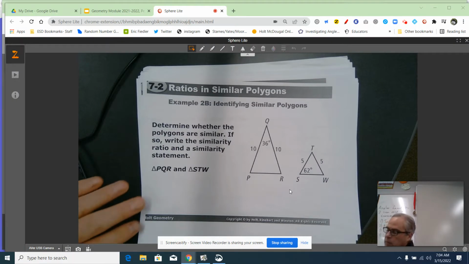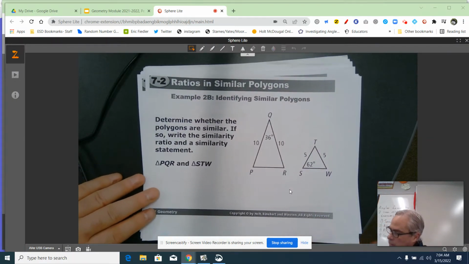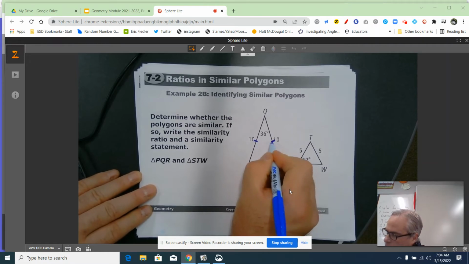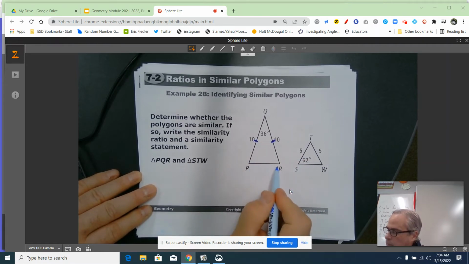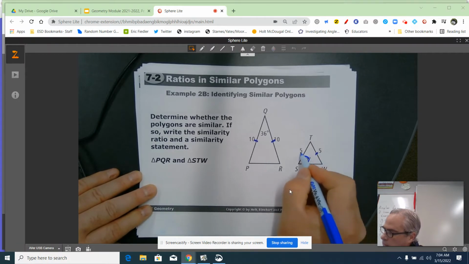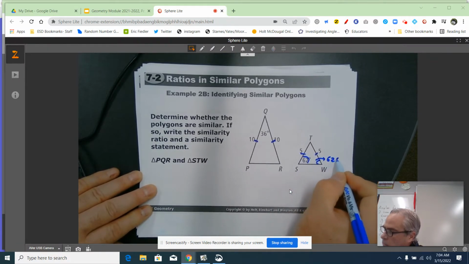Determine whether these are similar. So write the similarity ratio and a similarity statement. Okay, so PQR and STW. Let's see. We know that these are isosceles triangles. So I know the angles opposite those triangles are congruent. This is an isosceles triangle too, so these are congruent. So that angle right there is 62 degrees.